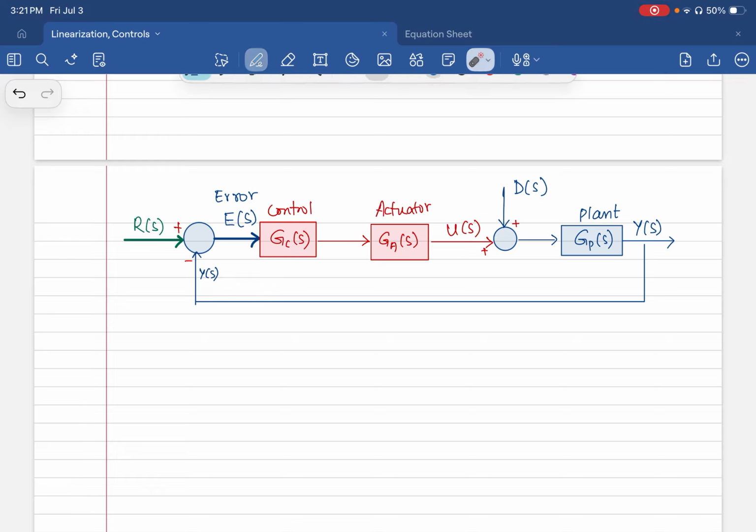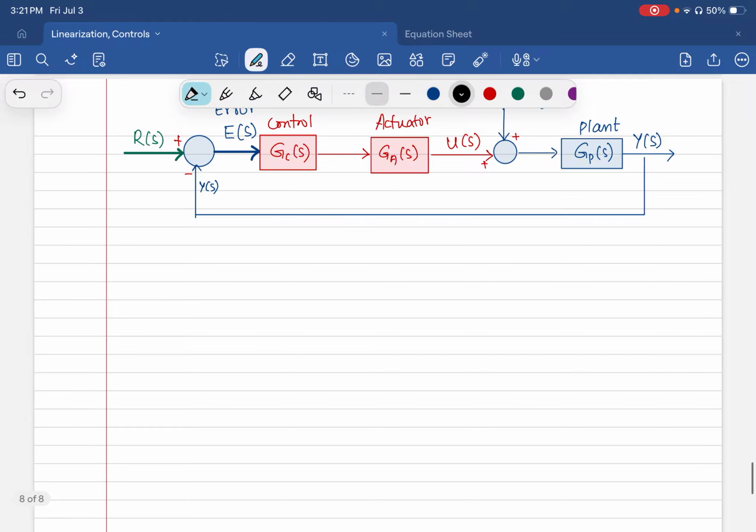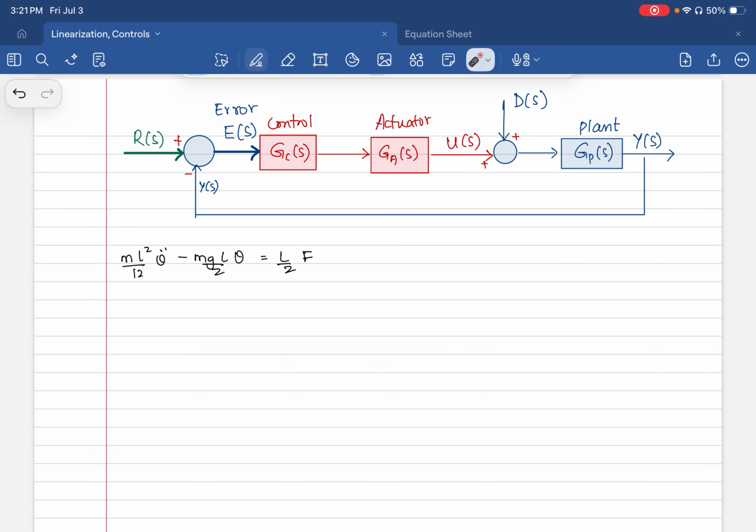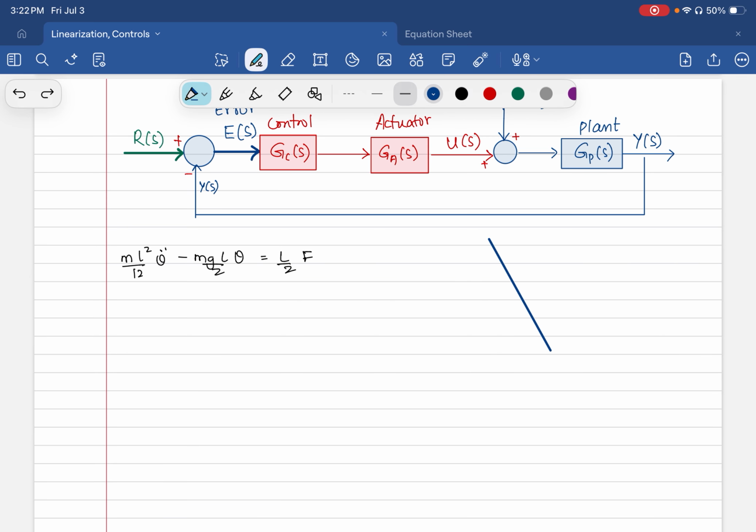Okay, so let's now look at an example. Let's say I have m l squared over 12 theta double dot minus m g l by 2 theta is equal to l by 2 F. Here is the equation of motion for an inverted pendulum. I'll actually sketch this out. So we have this here, your inverted pendulum that is on this mass object here.